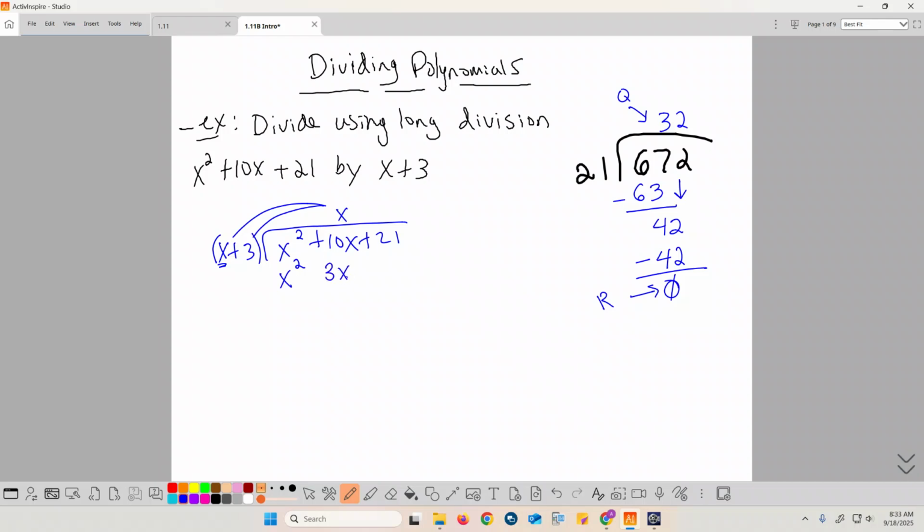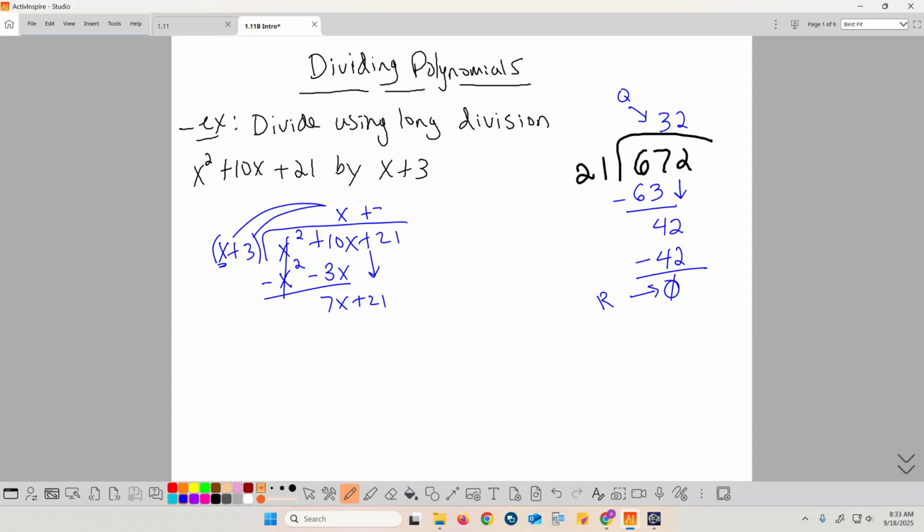Now what do we do with this stuff? Remember, we subtract. So put a minus and a minus, and this should cancel out your x squared. Then 10x minus 3x turns out to be 7x. And then bring down your next term, that's plus 21. So now same thing. What can we do to this x so that it goes into 7x? And that's multiplied by 7.